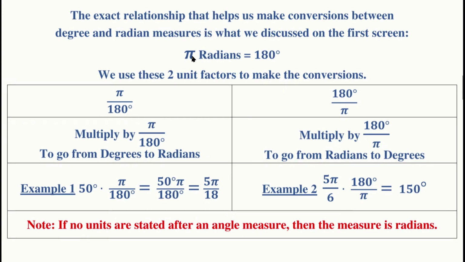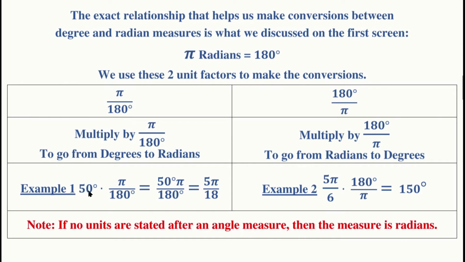So as we just mentioned, pi radians is exactly 180 degrees. So we're either going to multiply by pi over 180 degrees or 180 degrees over pi. These are called unit factors because notice the top and the bottom represent the same quantity, so therefore they can be canceled out, leaving us 1. So that's why we call them unit factors. Now you multiply by this unit factor if you want to go from degrees to radians, and you multiply by that one if you want to go from radians to degrees.